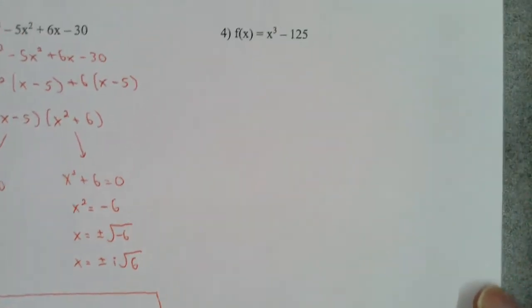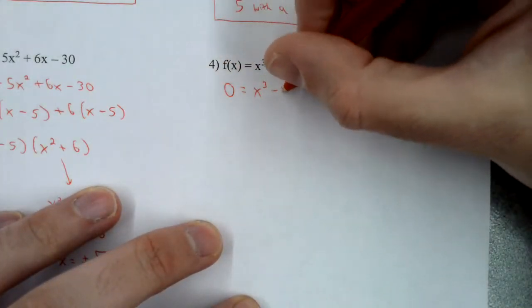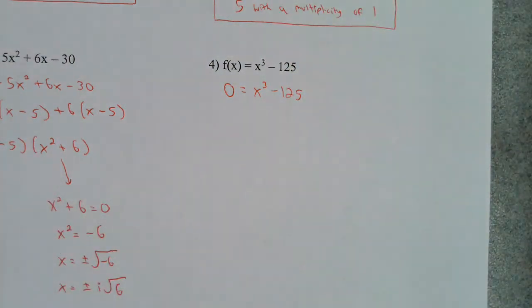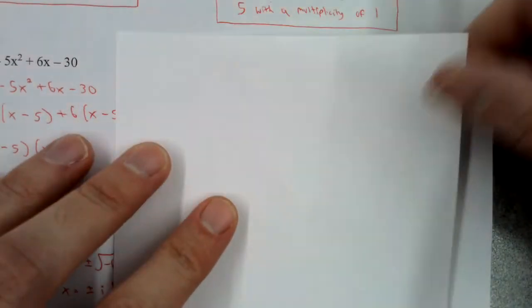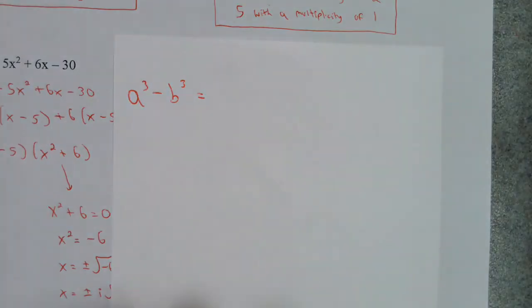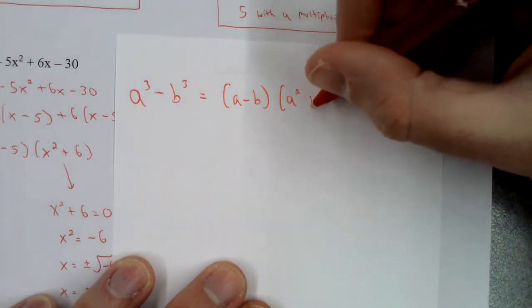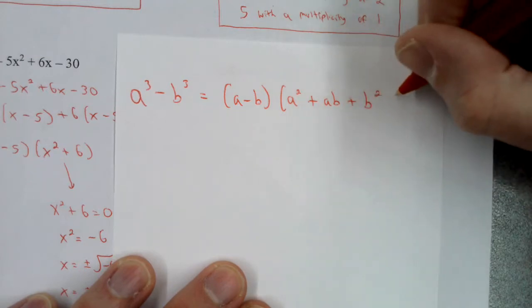This next problem, let's first set it equal to 0. This is going to be the difference of 2 cubes. Because x cubed is x times x times x, and 125 is 5 times 5 times 5. So here's how you factor the difference of 2 cubes. A cubed minus b cubed equals a minus b times a squared plus ab plus b squared.